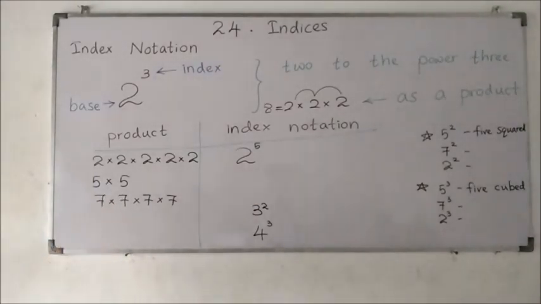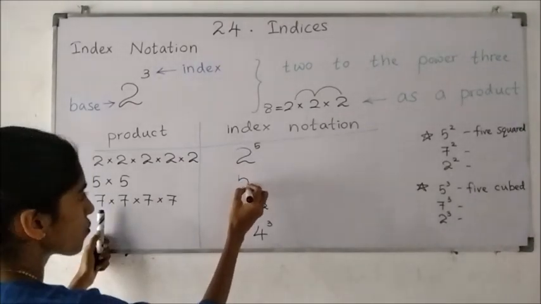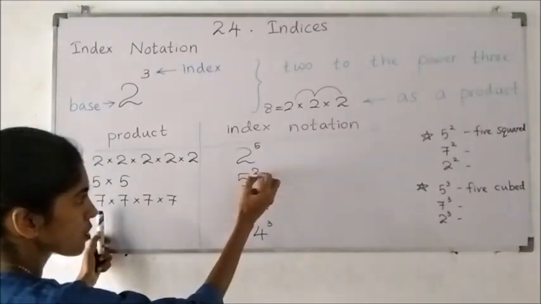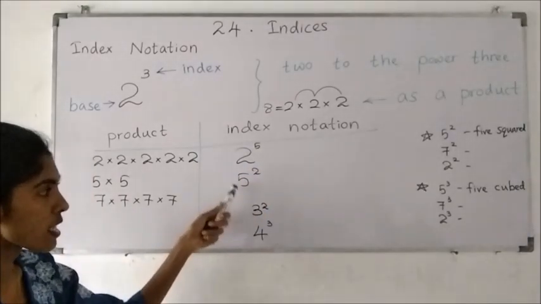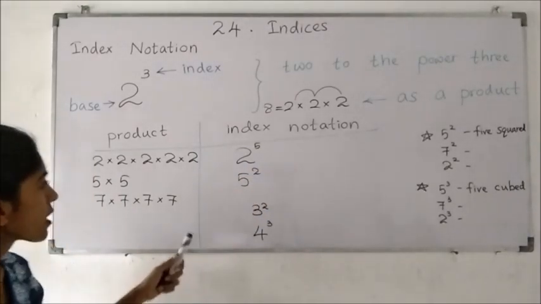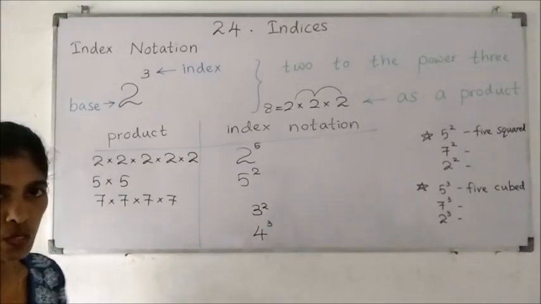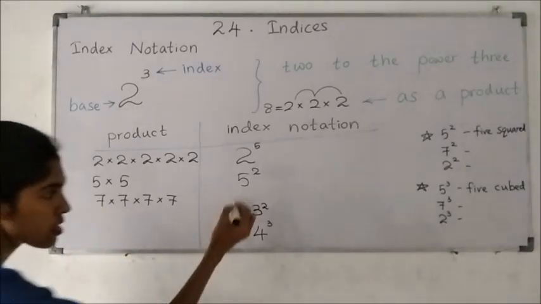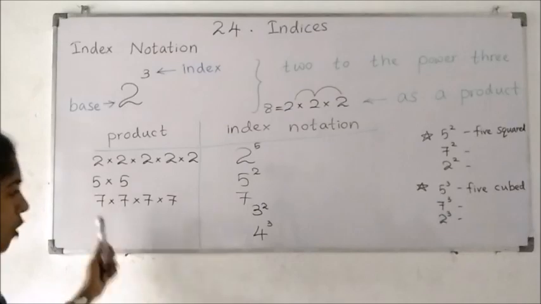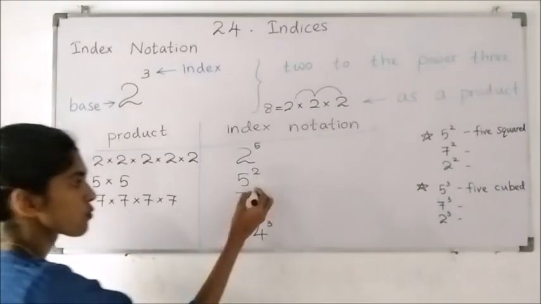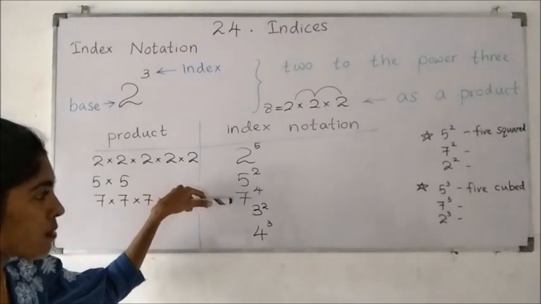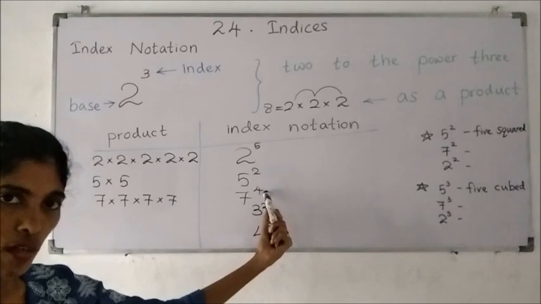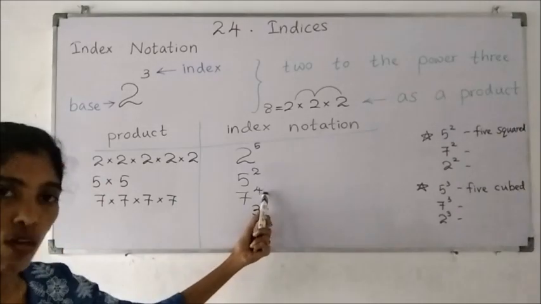Next, 5 is multiplied by itself 2 times. So 5 is the number which is multiplied, and how many times? 2. It should be written up. How do we read this? 5 to the power 2. The base is 5, the index is 2. Next example, 7 is the number which is repeated, so we write 7 down. How many times is it repeated? 4 times. We write it up. The base is 7 and the index is 4. How do we read it? 7 to the power 4.